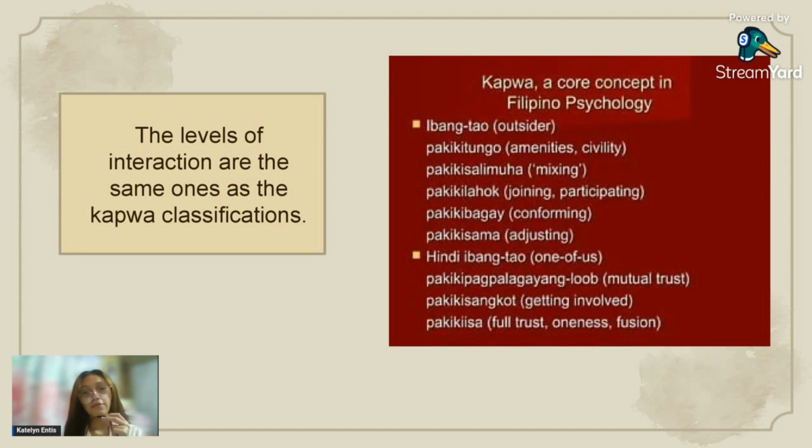There are interaction levels under these categories. Under ibang tao are pakikitungo, pakikisalamuha, pakikilahok, pakikibagay, and pakikisama. While under hindi ibang tao are pakikipagpalagayang-loob, pakikisangkot, and pakikiisa.